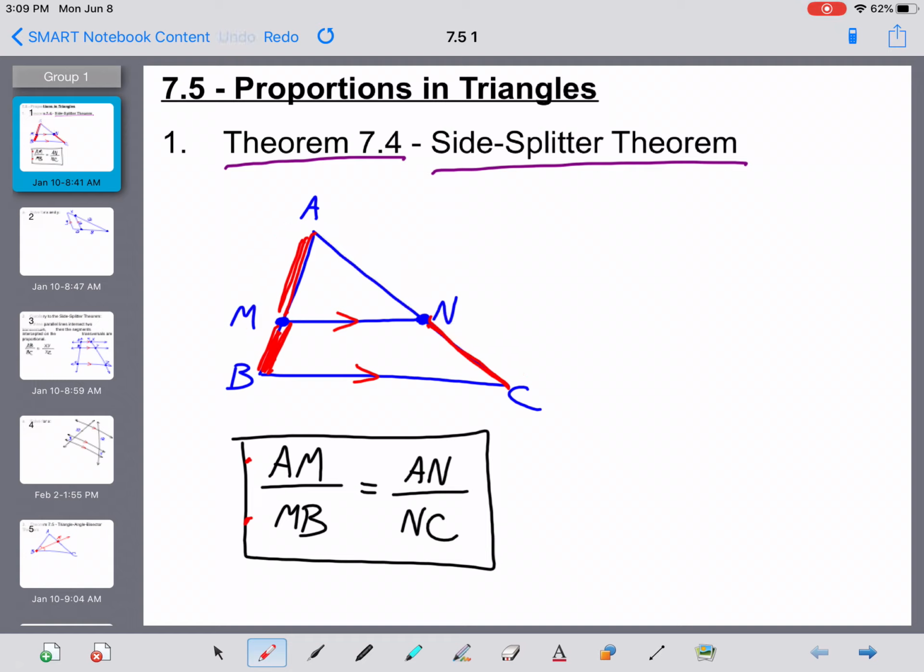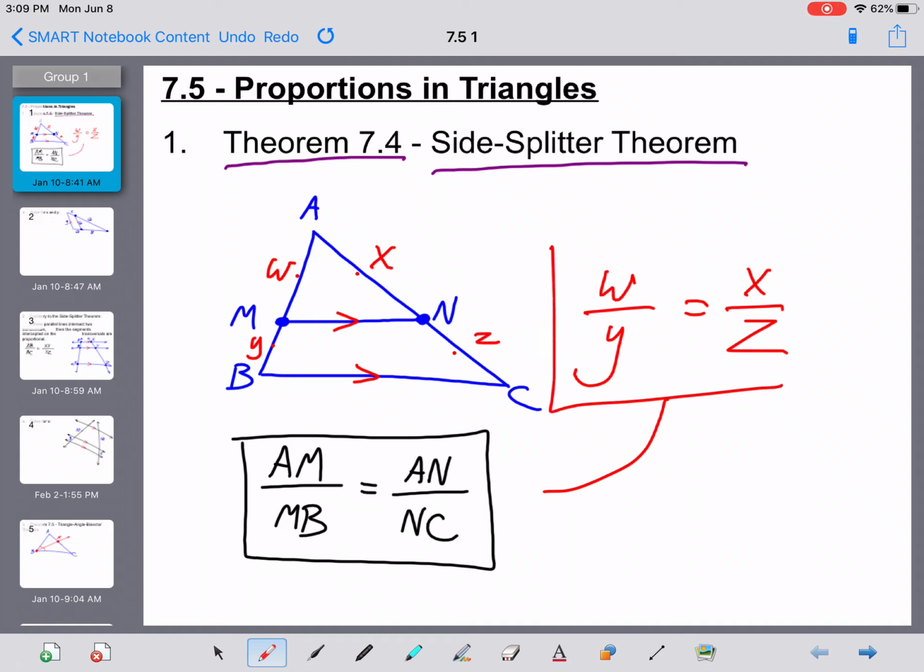Some people like to look at this a slightly different way because they can get confused sometimes by the geometric notation. So if we just said, for example, that our side lengths here were W and X, and then this little piece down here was a Y and a Z, you could do the same thing. Top left over bottom left, so that would be W over Y, is equal to top right over bottom right, and that would be X over Z. These two equations really say the exact same thing, but on the left-hand side in black, we use geometric notation for the measurements of our segments, and in red here, we're just using variables for the side lengths. So that's the side splitter theorem.